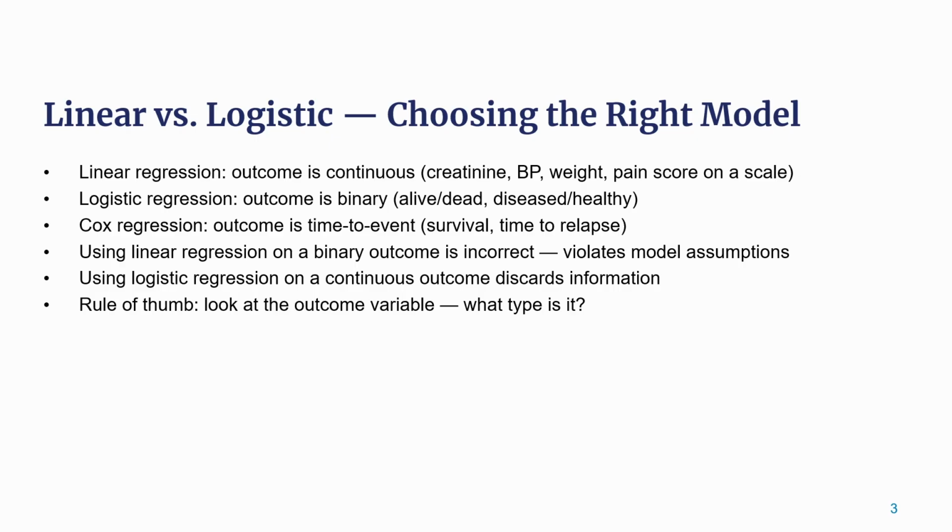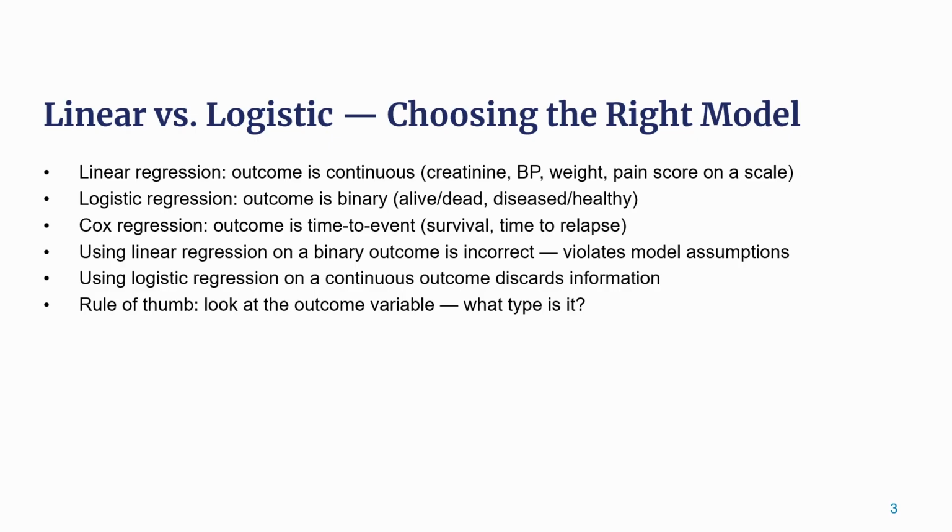The right regression model is step one in evaluating any paper's methods section. The outcome variable determines the model. Continuous outcome, linear regression. Binary outcome, logistic regression. Time to event, Cox regression. These aren't interchangeable. A common error is applying linear regression to pain scores or other bounded scales.